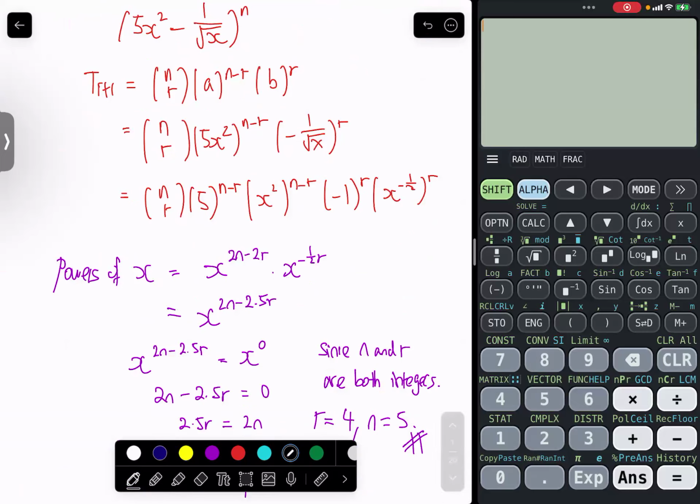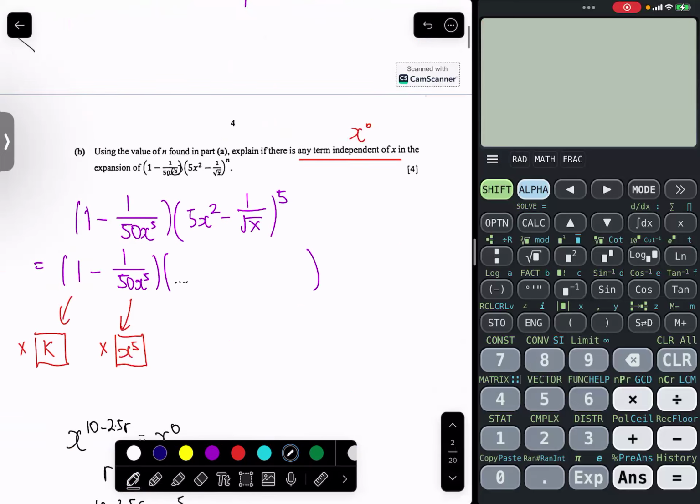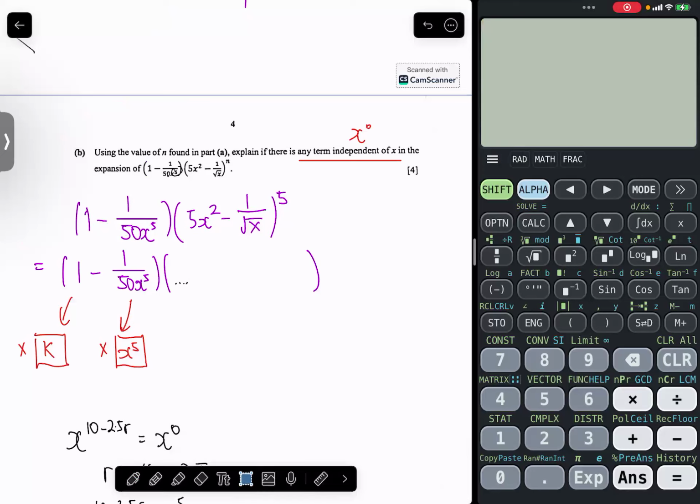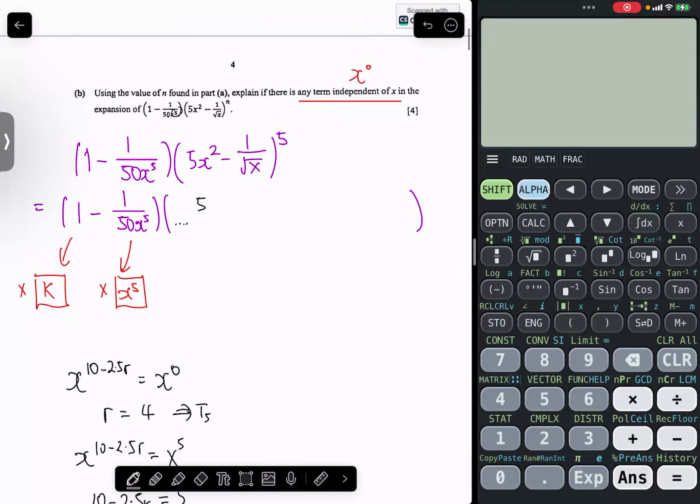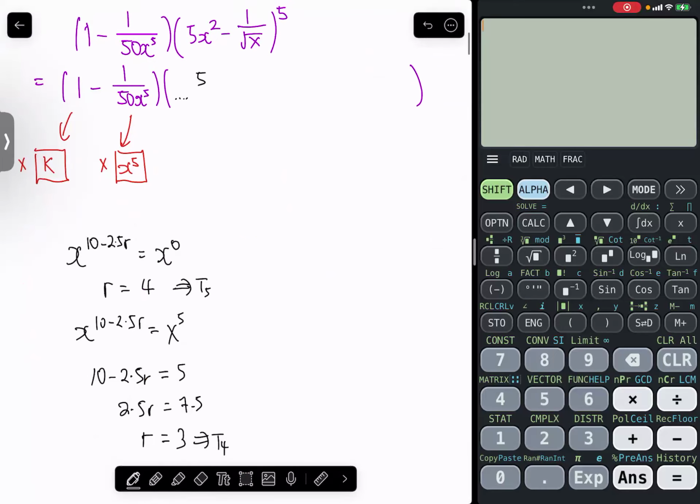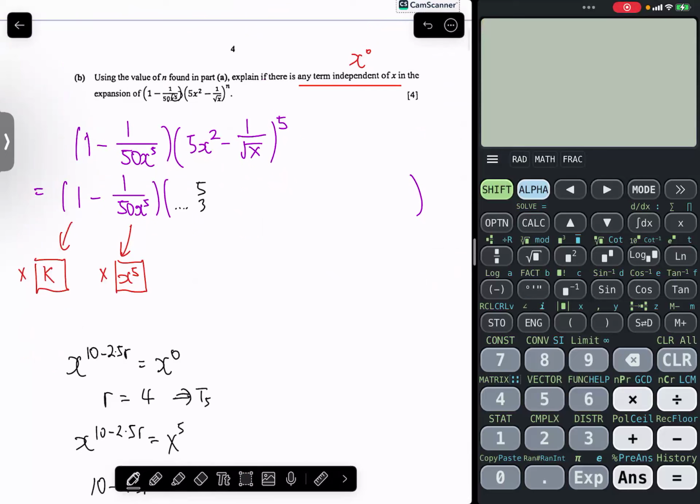R3 meaning term 4. Okay, so to get the term 4, remember T r plus 1. This is the whole setup. So equals to dot dot dot. Okay, you can expand this a little bit more. So that will be 5, 3 first, right? 3 comes first. So 5, 3, bracket, 5x squared to the power of negative 1 over root x. Okay, this is power 2, and this is power 3.